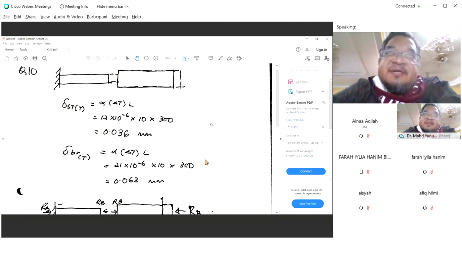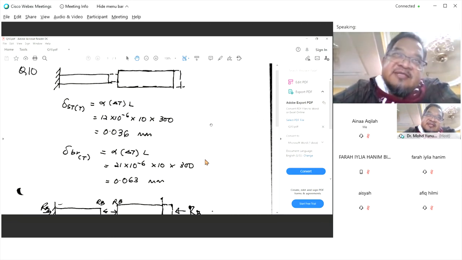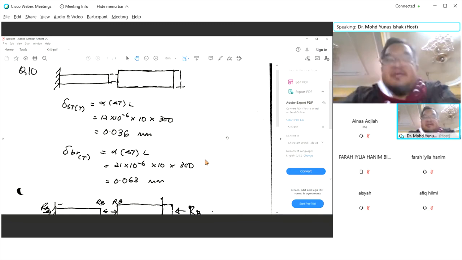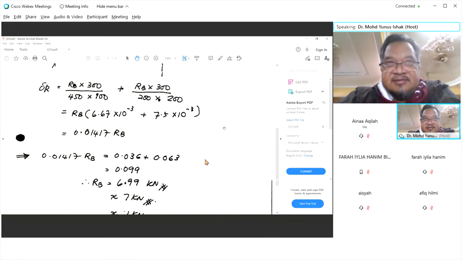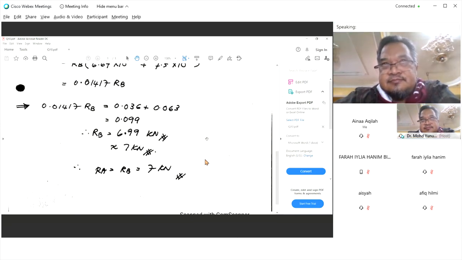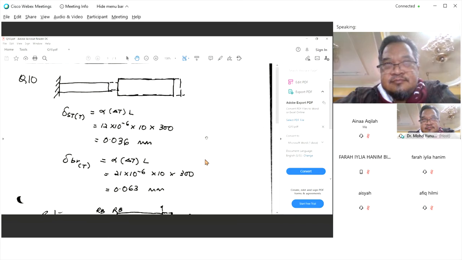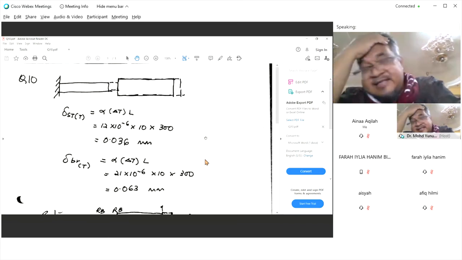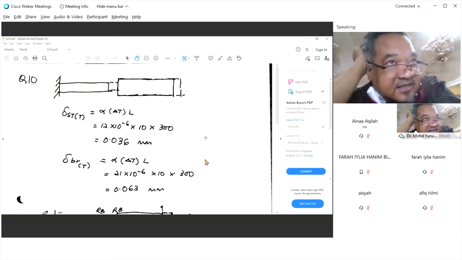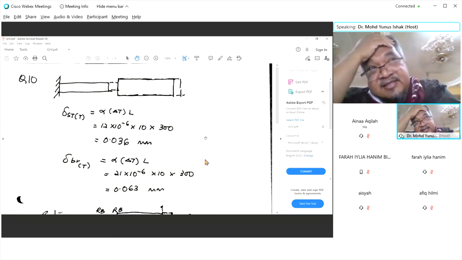For this example, the structures consist of two materials, different materials. So you must calculate, alright, 9.67. Okay, correct. For these structures, the material consists of two different materials. One is steel, one is brass.